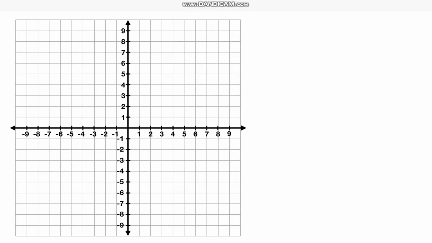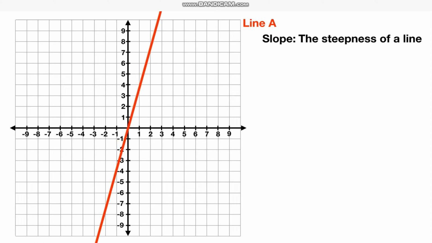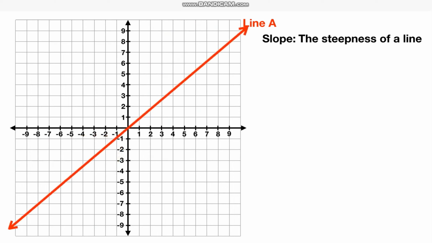Today we are learning how to find the slope of a line from a graph. Let's start by looking at a coordinate plane and graphing this line. We'll call it line A. When we talk about the slope, we're talking about the steepness of a line. You could visualize a more steep line, or you could visualize a less steep line. But let's start with our line A.